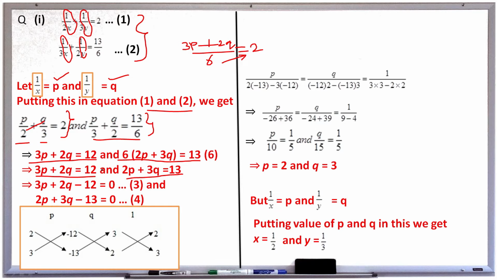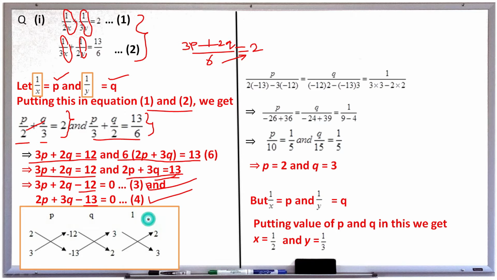Now write them in the standard form of a linear equation. Bring 12 to the left hand side, it becomes minus 12. Bring 13 to the left hand side, it becomes minus 13. So we are going to solve equations 3 and 4 to get the values of x and y.